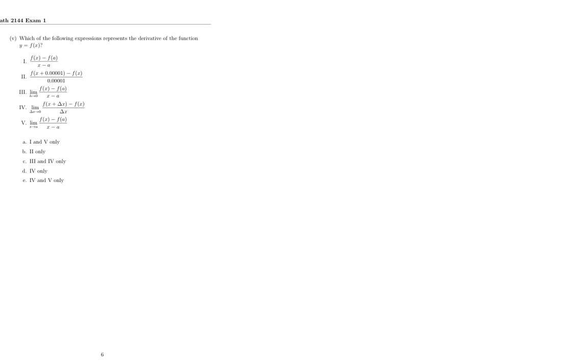Okay, so the next one is asking basically just which one represents the derivative. If I look at this first one, I would say that's not the derivative because it needs to contain a limit. This one would be an approximation of the derivative, an approximation of the derivative limit from the right-hand side because it's adding 0.00001. So this is an approximation of the derivative. This is like the slope of a secant line.